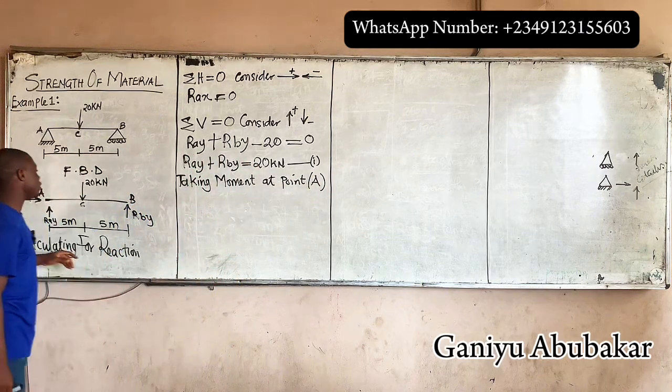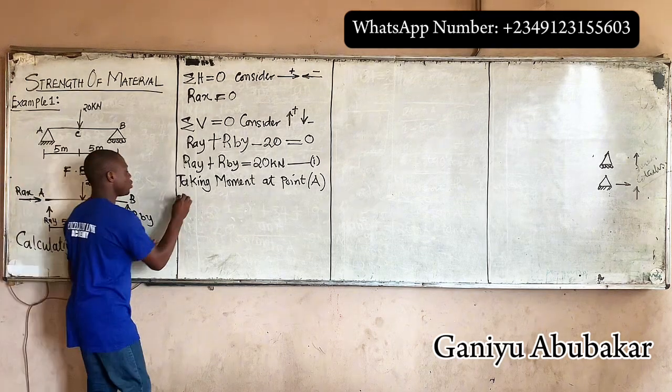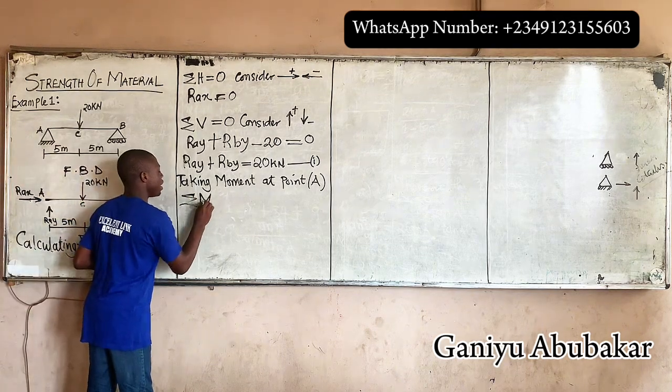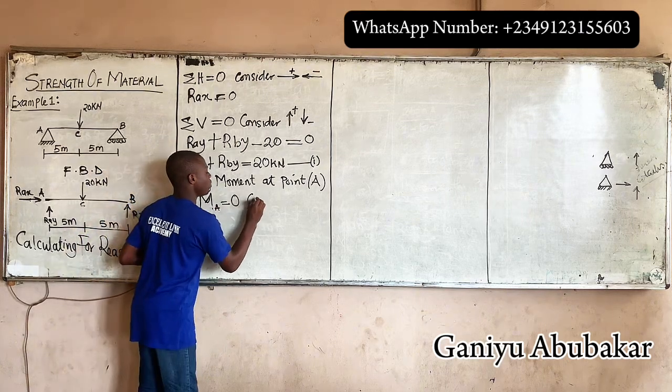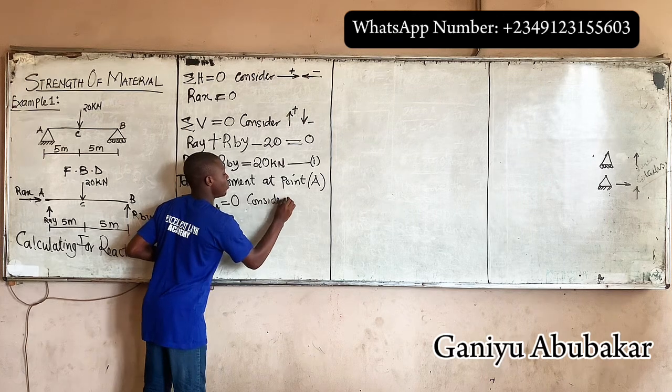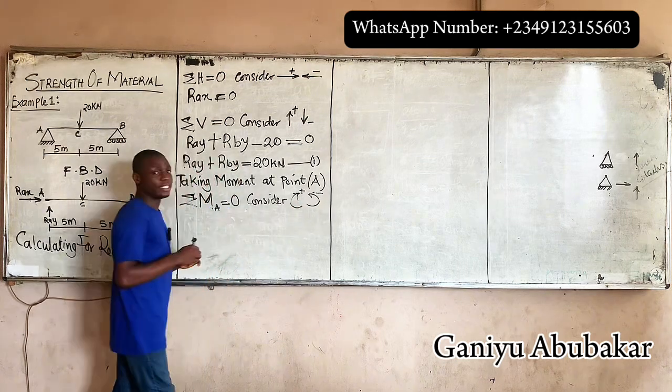We said always take that point A. Why? Because A has just 2 reactions. Now to take moment at point A means that summation of MA is equal to 0. In this case, I will consider clockwise as positive and anti-clockwise as negative.